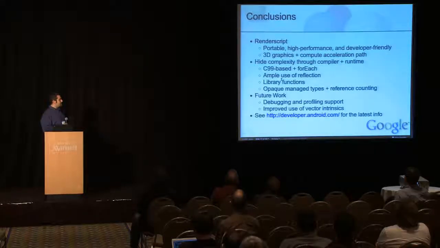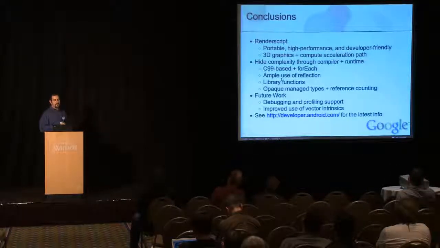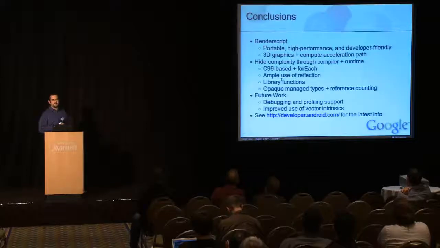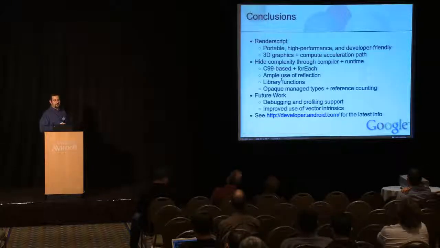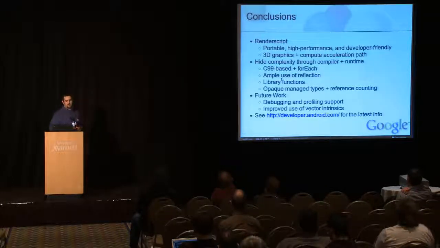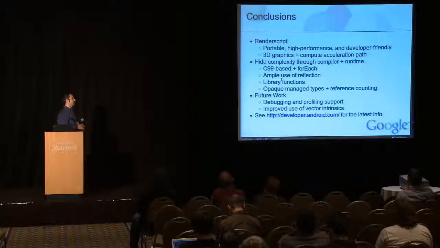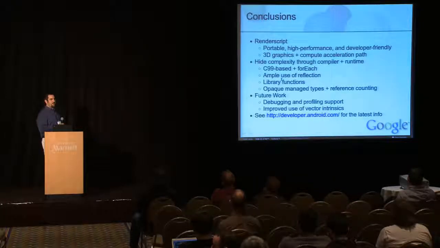So I guess overall, with Renderscript, the goal was to do this portable, high-performance, developer-friendly language. So we picked C99 and sort of ran with it. It is the 3D graphics and compute acceleration path for Android today. And we're hiding a lot of the complexity of doing this by using LLVM and Clang. There's a lot of reflection. There's a lot more than what I've even shown here. So we have a lot of other helper functions that we are generating on the Java side for users. And the library is actually quite large for runtime functions that we're providing today.